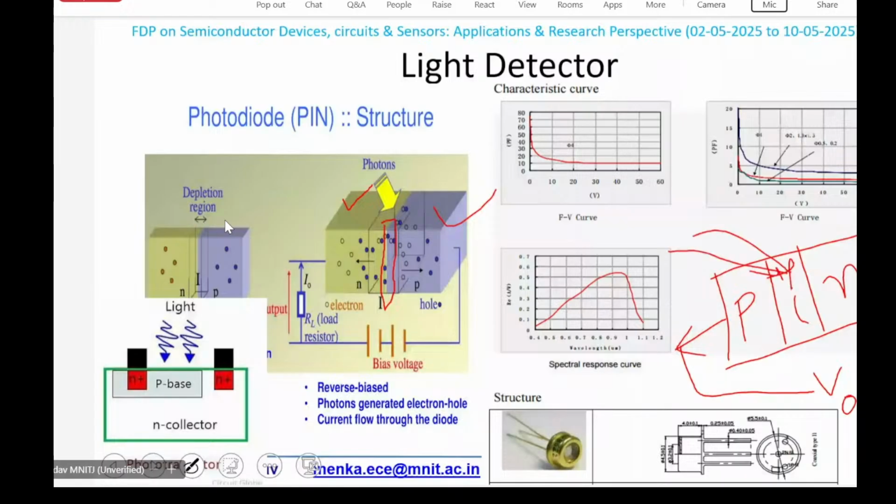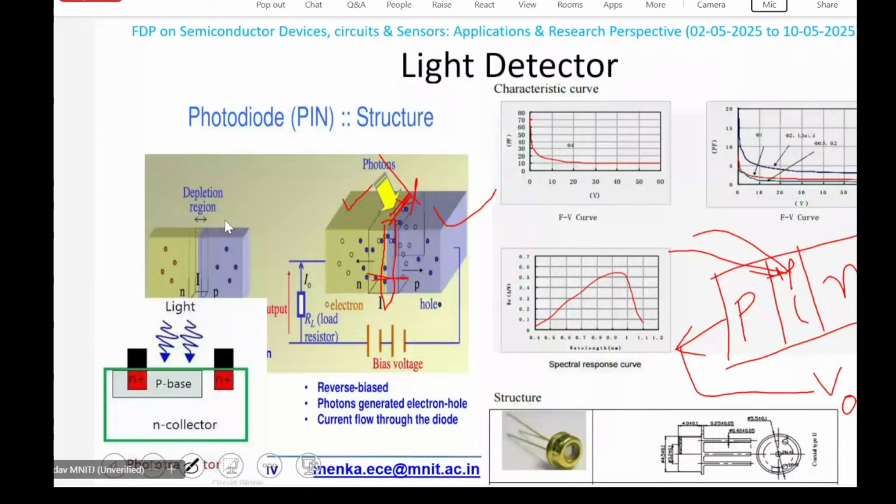So the photons are actually let fall at the intrinsic region. The intrinsic region is widening our depletion region. In the PN junction diode, we know that it is going to widen our depletion region. The intrinsic region is expected to have very little KVL, so it is getting widened. So basically there is no current flow.